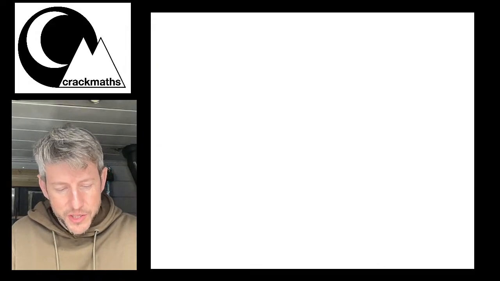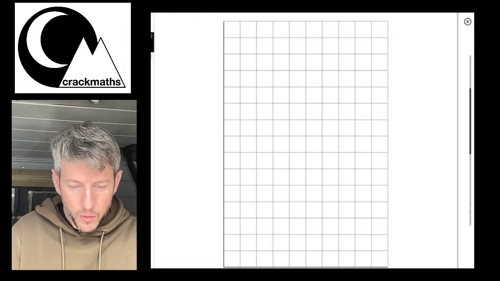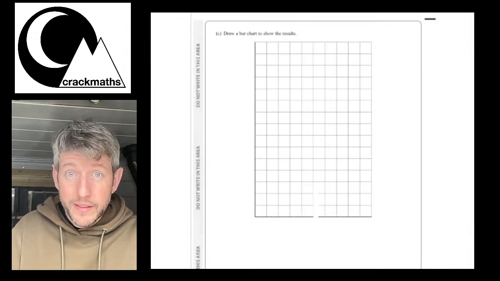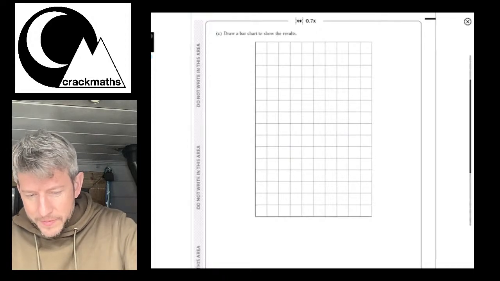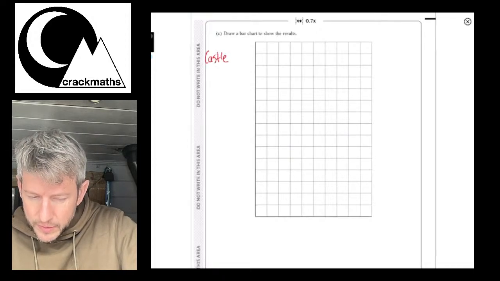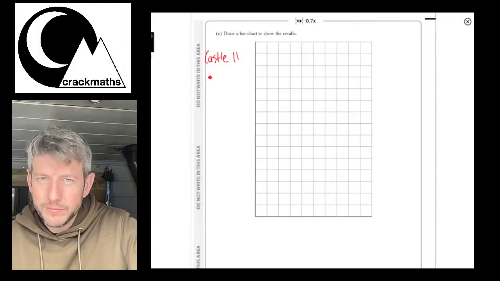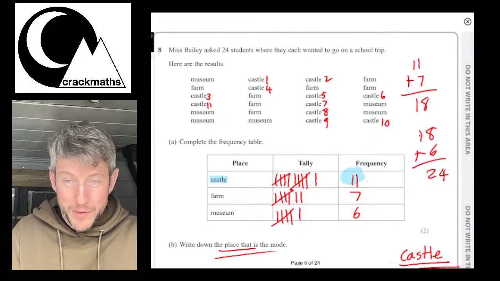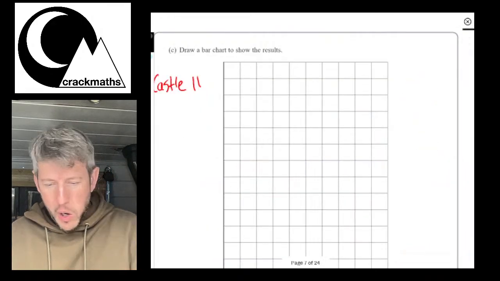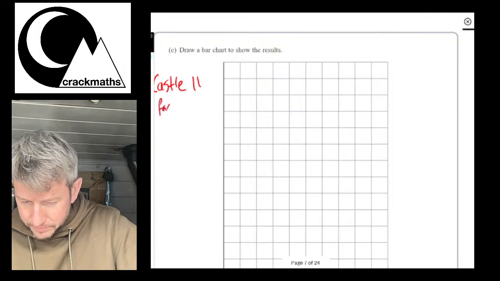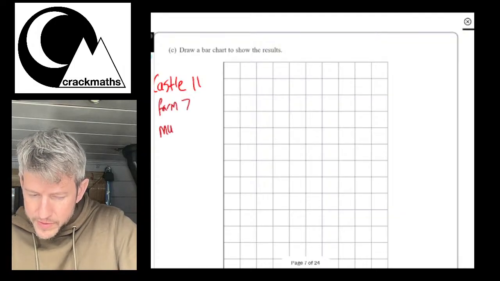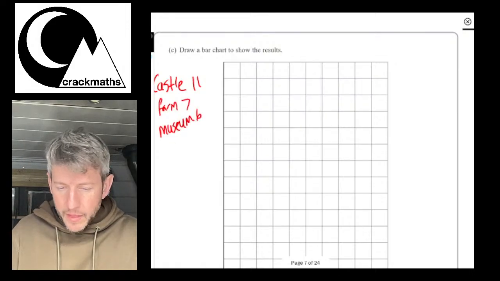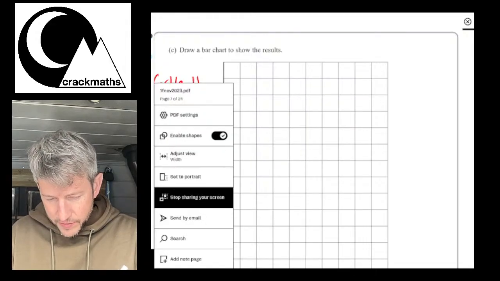Draw a bar chart to show this data. Okay, right, so, 1 second. Can I remember what that data was? So, I think I can actually. So, it was castle, which is 11. Right, it was farm is 7 and museum is 6. Right, so let me just change the orientation of this.